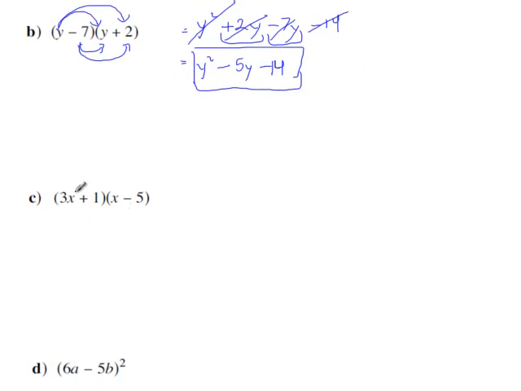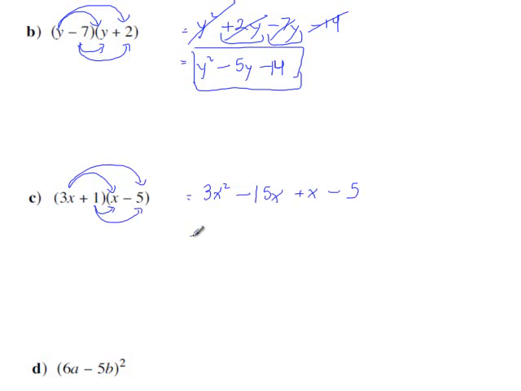Part C. Okay, now we have 3x times x. 3x times x is 3x squared. 3x times negative 5. 3 times negative 5 is negative 15, so you get negative 15x. 1 times positive x gets you positive x. And 1 times negative 5 is negative 5.